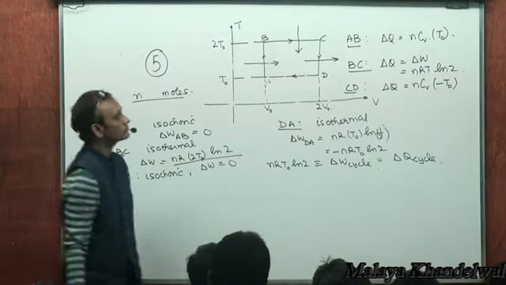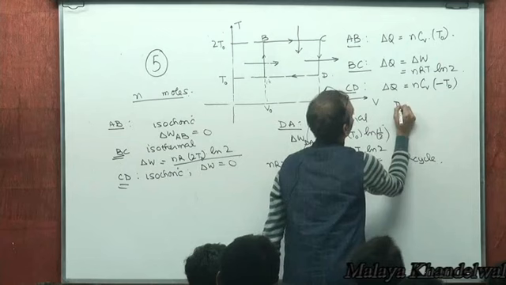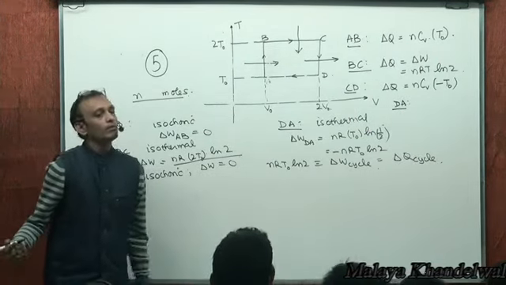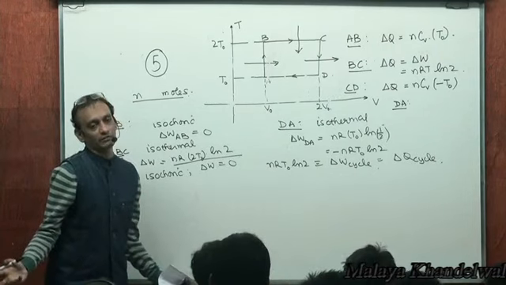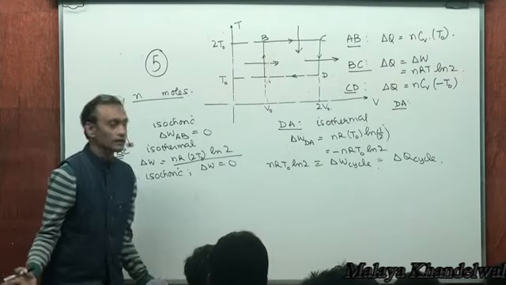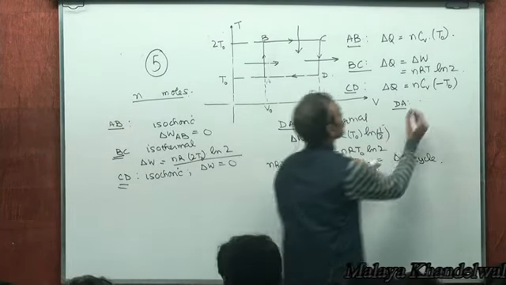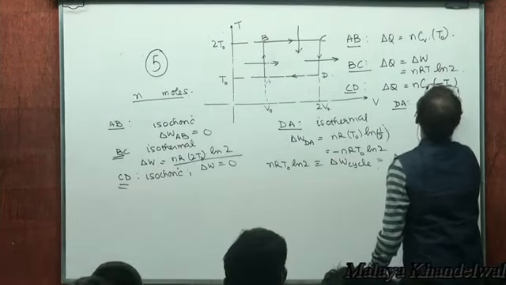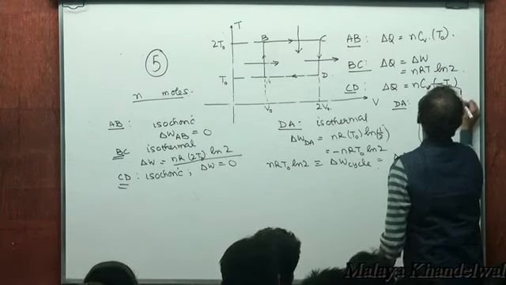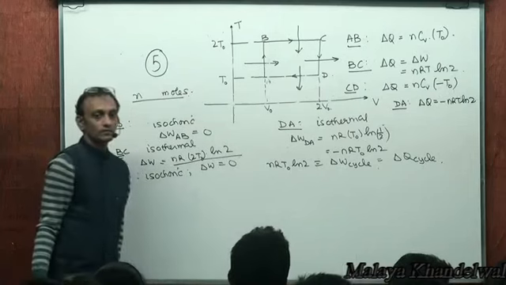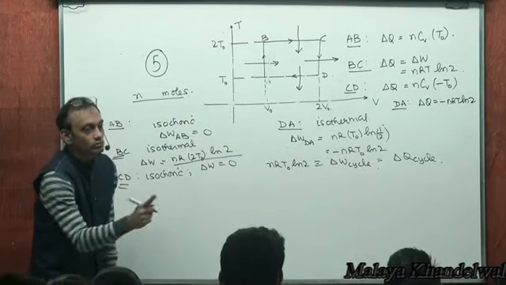Yes or no? What about DA? Heat supplied would be work done, and work done for DA we have already calculated as this. So heat supplied would be minus nRT log 2. So heat is rejected in this process. Yes or no?